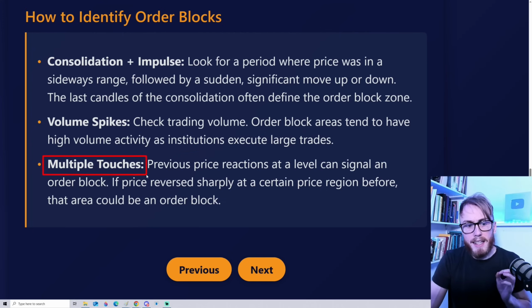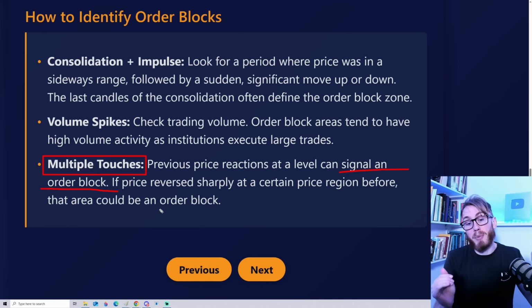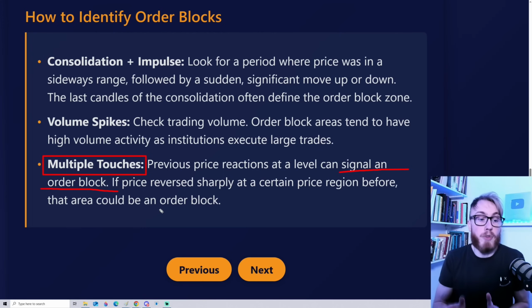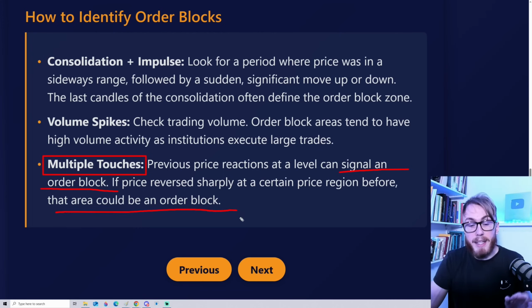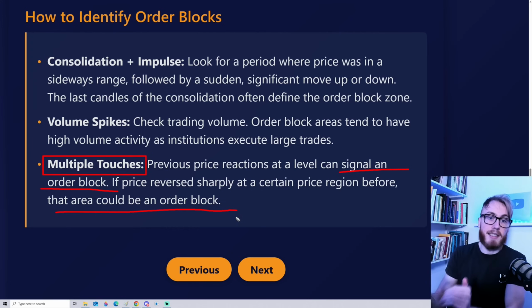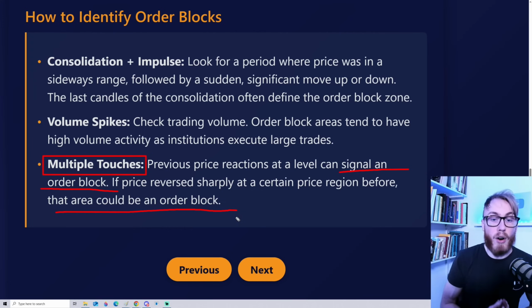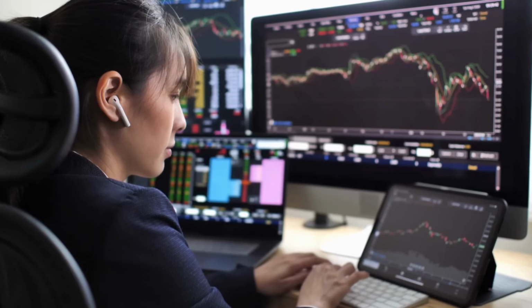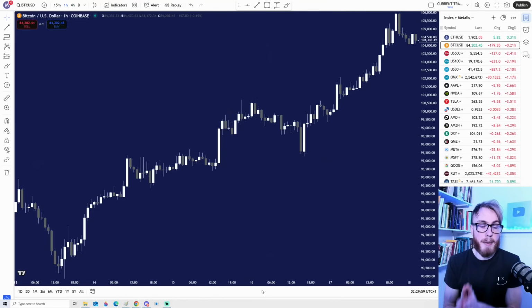Last but not least, this one is not as important, but multiple touches is something to have in mind. Previous price reactions at a level can actually help signal an order block. If the price reversed sharply at a certain price region before, that area could actually be an order block. It can indicate that this is an area where the smart money are placing orders. But alright, so now let's take a look at the order block trading strategy step by step.